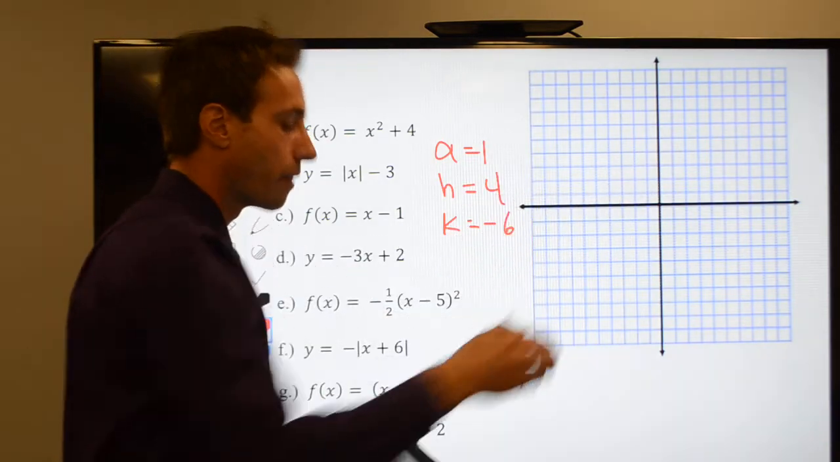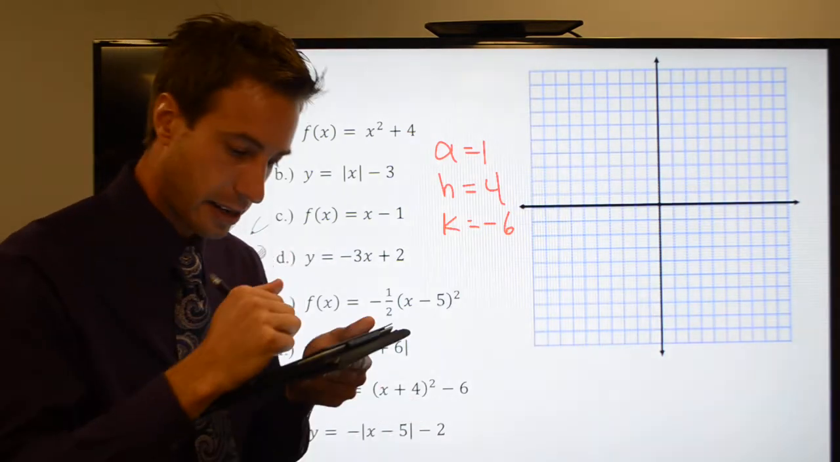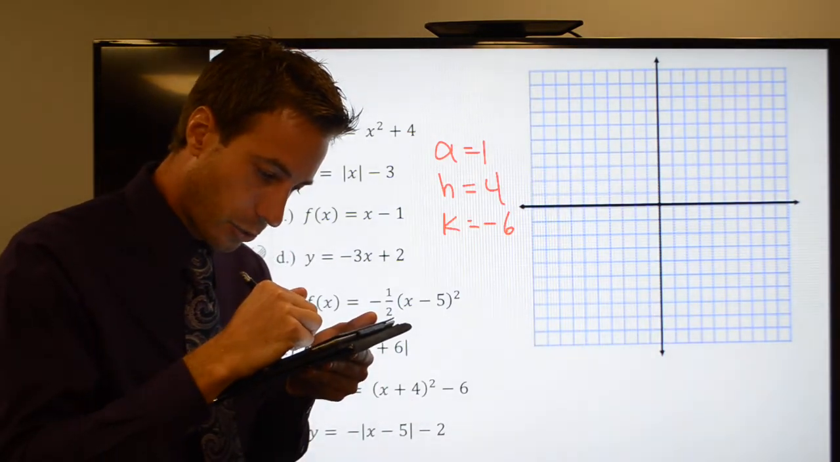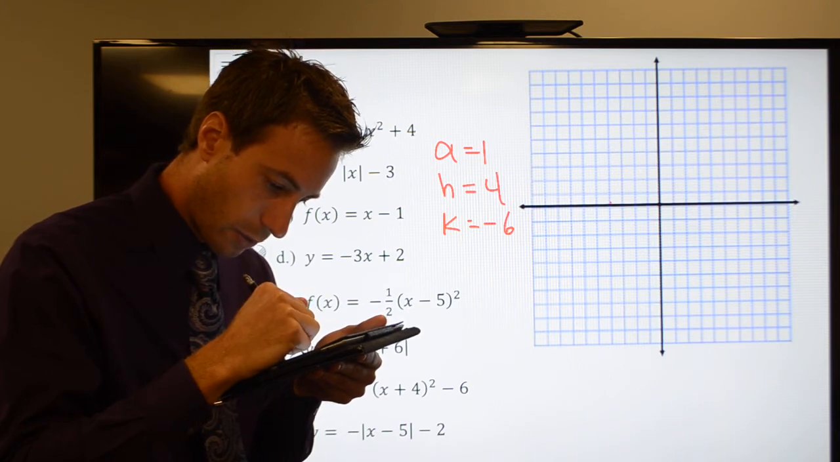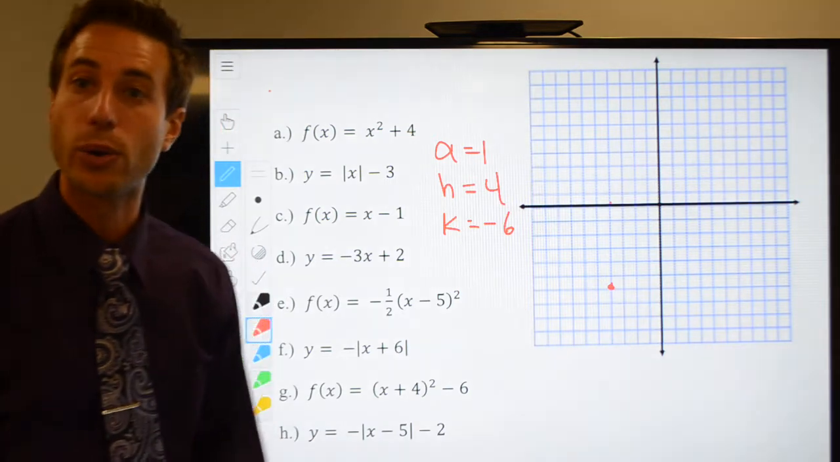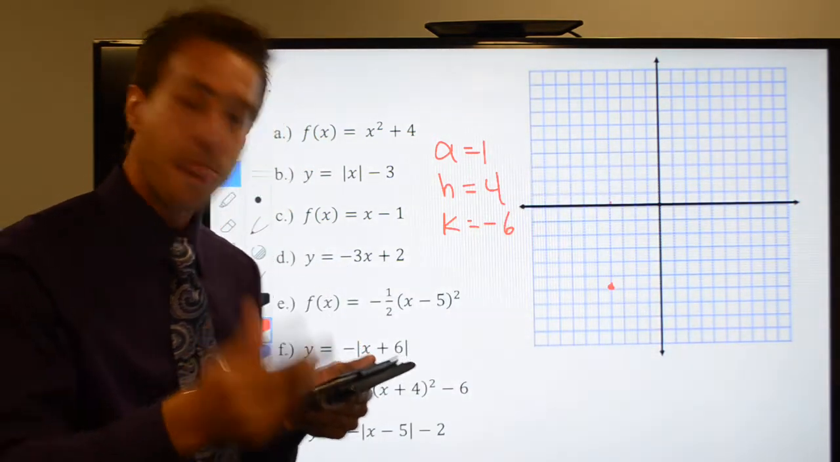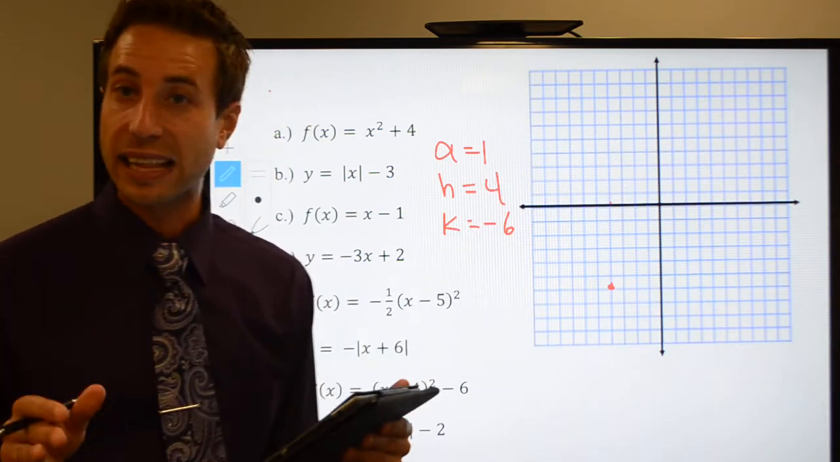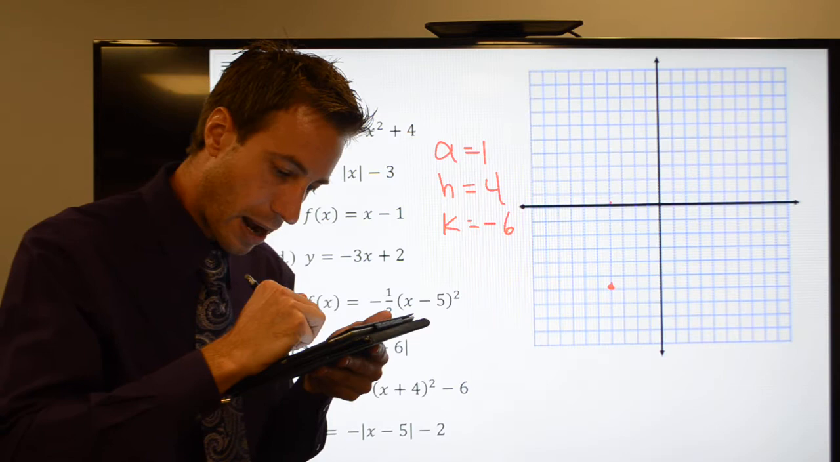So here we go. I'm going to go back 4 because it's a positive 4. I need to go in the negative direction. 1, 2, 3, 4. I'm going to go down 6. 1, 2, 3, 4, 5, 6 right there. So this is where my parabola is going to start. Negative 4, negative 6.